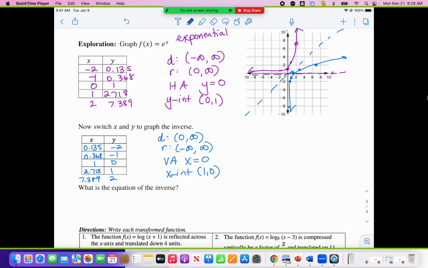So think about this, okay? If I'm starting with y equals e to the x, what's your first step in an equation to find an inverse? Switch x and y. So I would make this x equals e to the y. So I switch x and y. Then what was step 2?